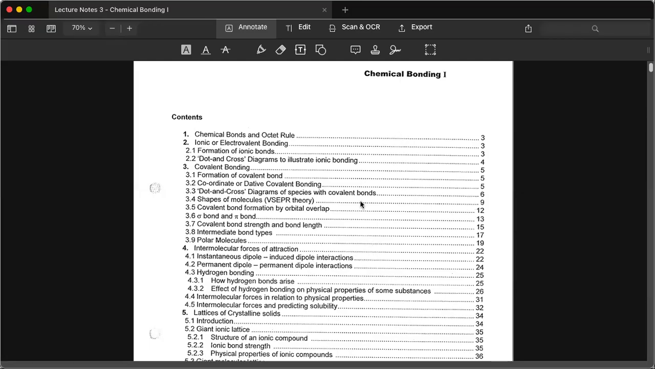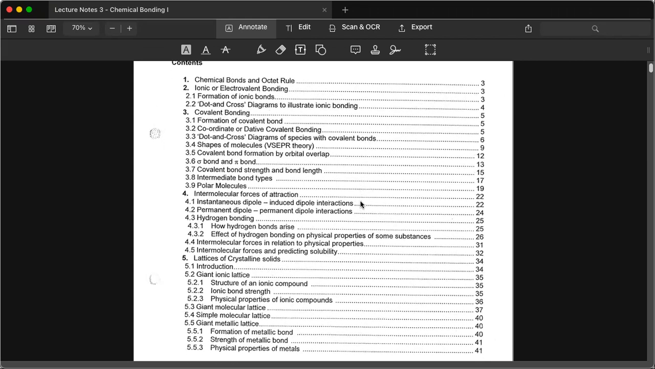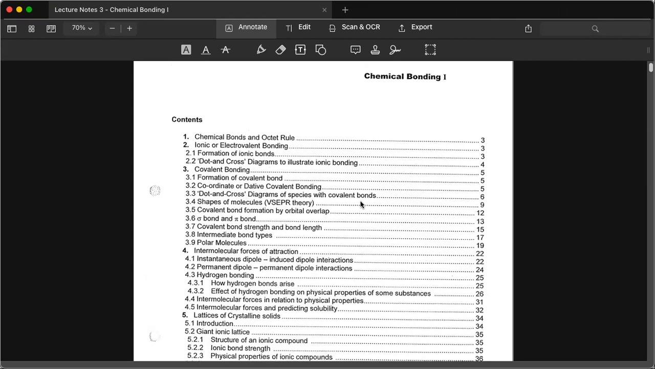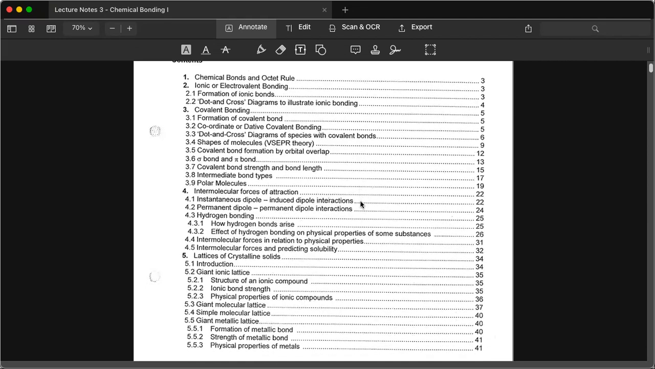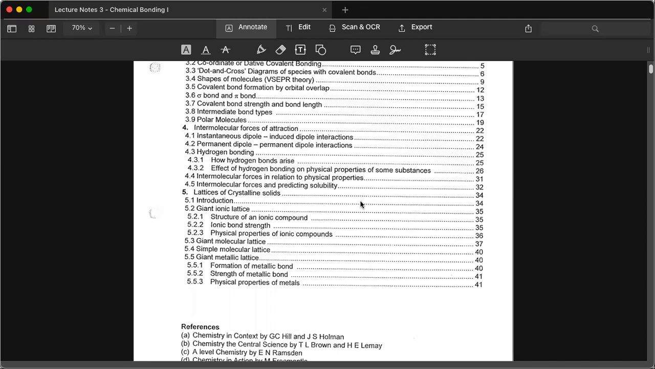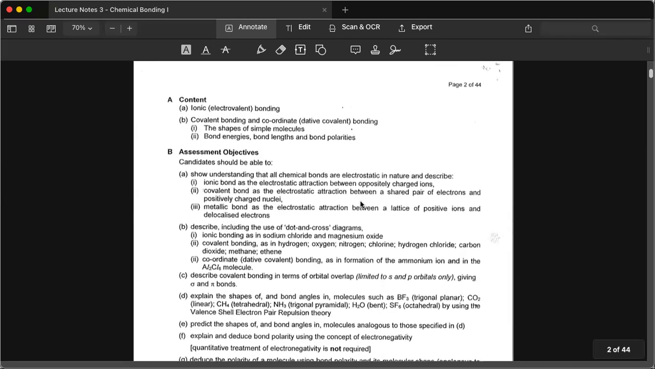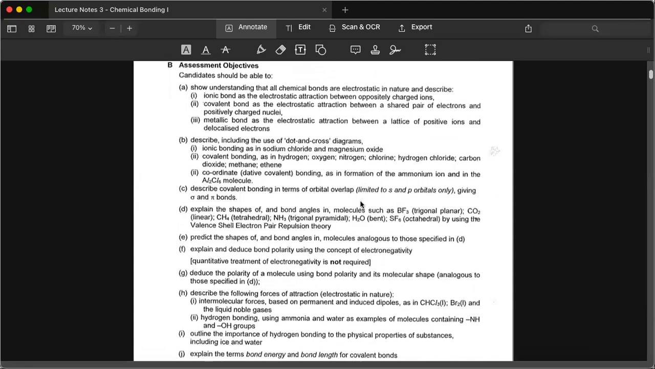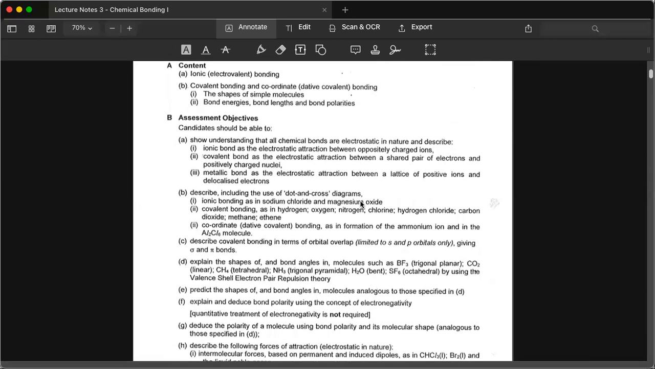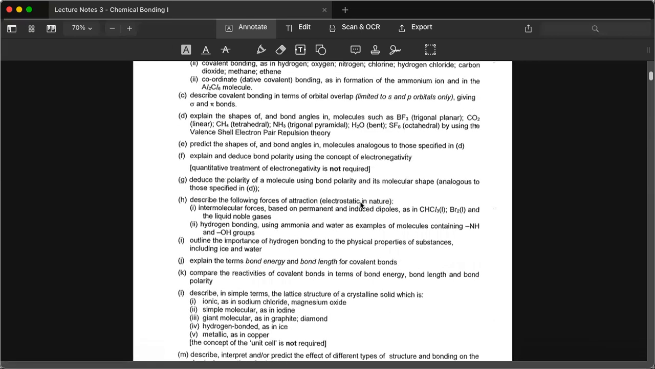Good afternoon, everyone. Today, I'll be discussing important concepts and knowledge in the topic chemical bonding under the A-level chemistry syllabus. Here are the contents which I will go through. This topic is an important topic in the A-level chemistry syllabus because it covers many important concepts that can be tested in the examination. Now, these are the learning outcomes or the assessment objectives for this chapter. You can refer to the A-level syllabus for the details.